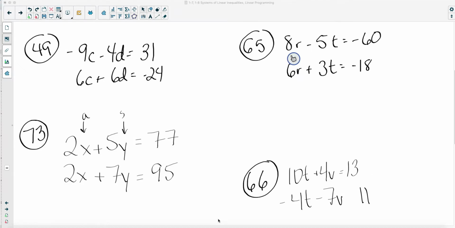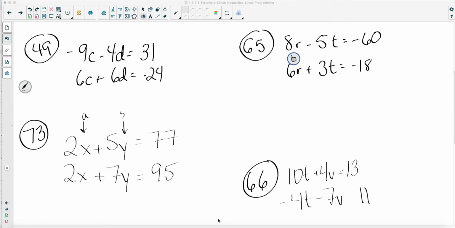All right, so we're going to look at 65, 66, and 73 here quick. I probably won't work through them completely, but I'll get you started on all of them. So 65 and 66 are just basic linear system problems, and you can solve with substitution or elimination.